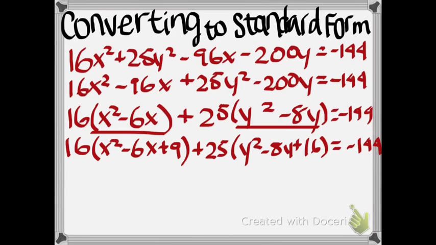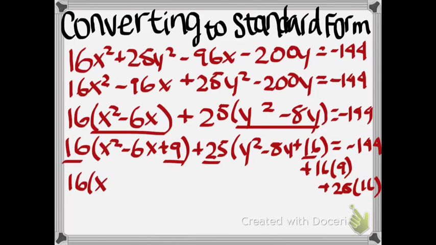But after the negative 144, you need to add 16 times 9, because you have the 16 and a 9 here, and also add 25 times 16, because you have this and this. So this would convert to 16 times (x minus 3) squared plus 25 times (y minus 4) squared. And if you add all this up, it's equal to 400.